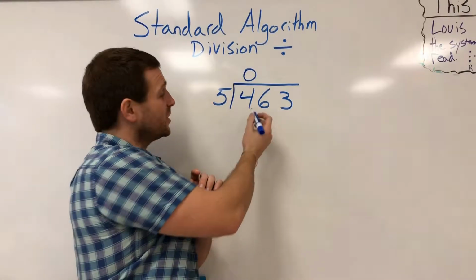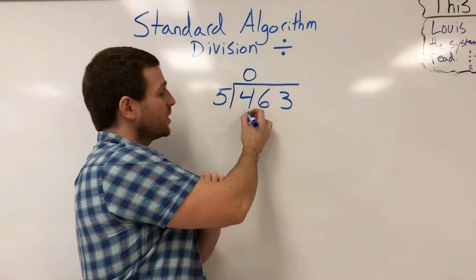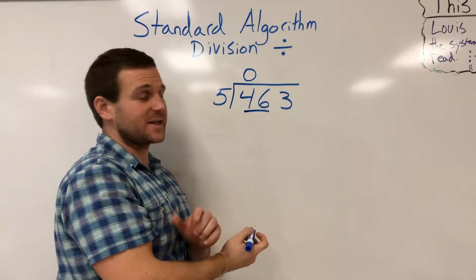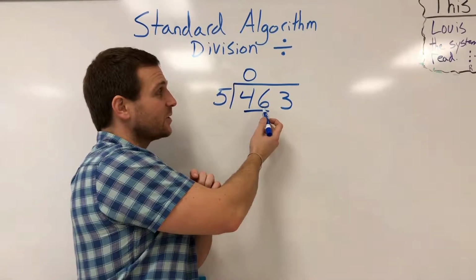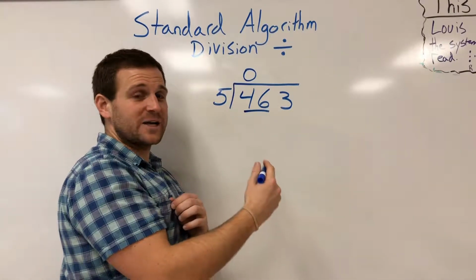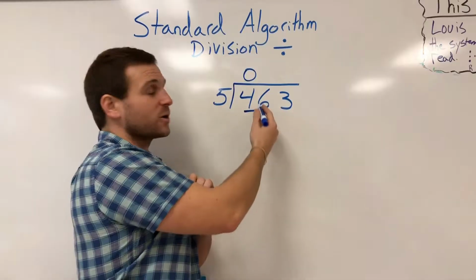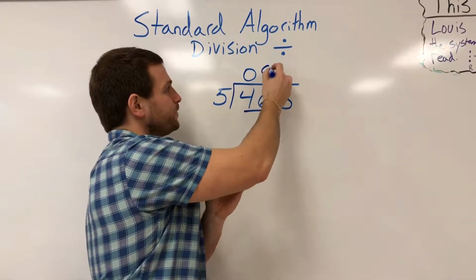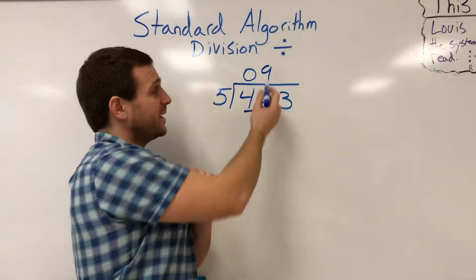Next, instead of 400, we're looking at our 46 tens, or our 460 there. So how many times does 5 go into 46 evenly? And you want to get as close to the number as possible without going over. So I do know that 5 will go into 45, and that goes in 9 times. So I put my 9 up there.